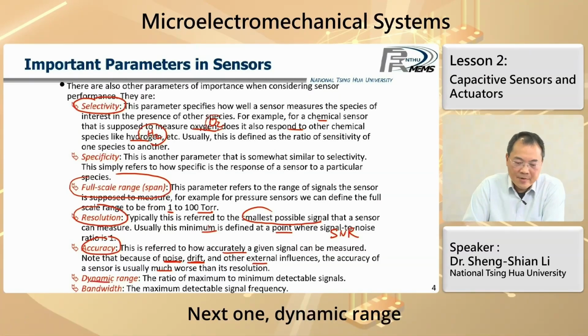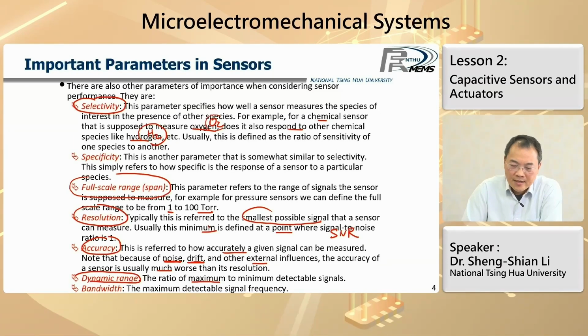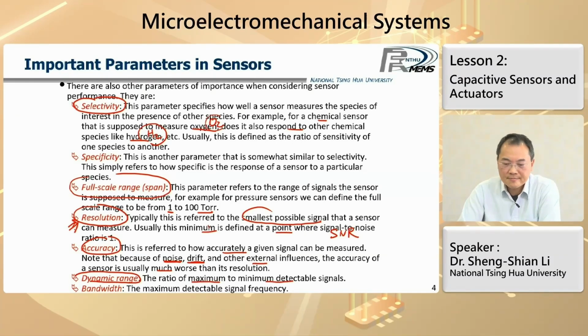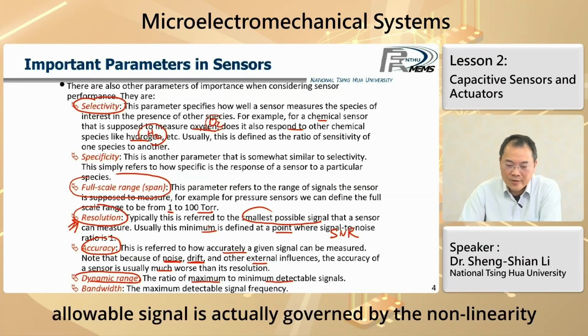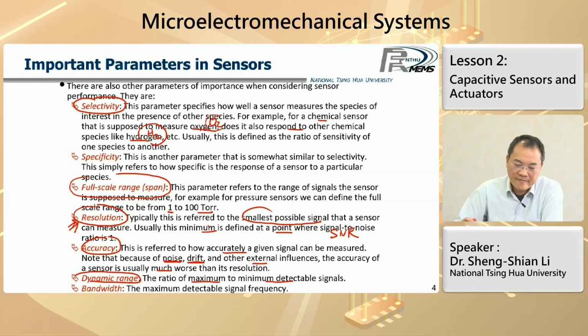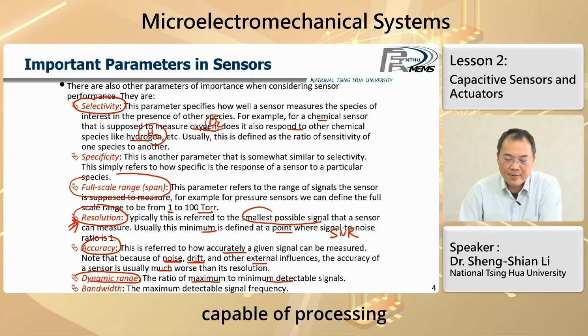Next one, dynamic range. Dynamic range is defined as the maximum allowable signal relative to the minimum detectable signal. We already know the minimum detectable signal refers to resolution. It will be dominated by noise. But the maximum allowable signal is actually governed by the linearity. So dynamic range specifies the range of very small to very large signals that the sensor is capable of processing.